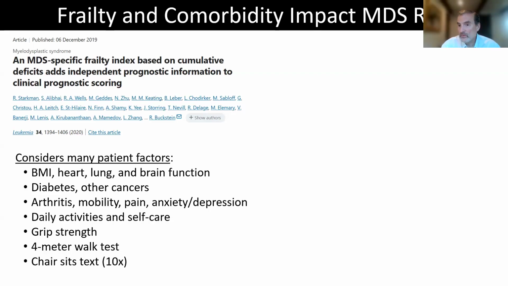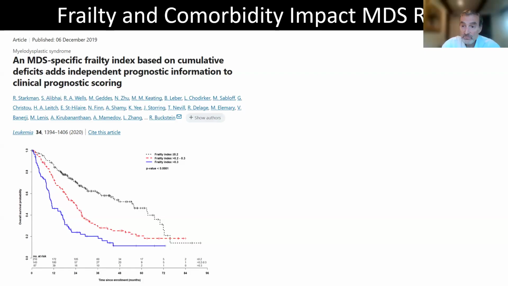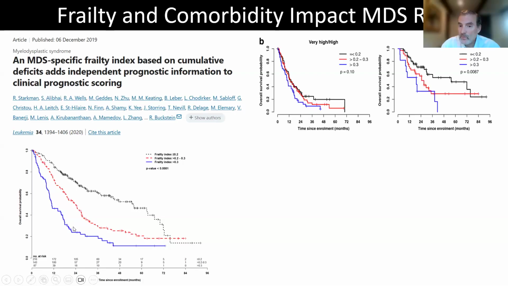And then some actual physical factors, like what is their grip strength? How fast can they walk a 4-meter walk? How quickly can they get up and down from a chair 10 times? These factors turn out to be remarkably important. And when you put them all together and come up with a score, you show meaningful differences in survival, where people who have a lower score, meaning fewer of these adverse things, do substantially better than those that have higher risk. And even if you think about their risk from the IPSS-R first, you can stratify patients again, meaning that this adds new information.